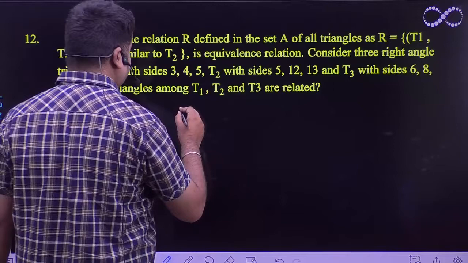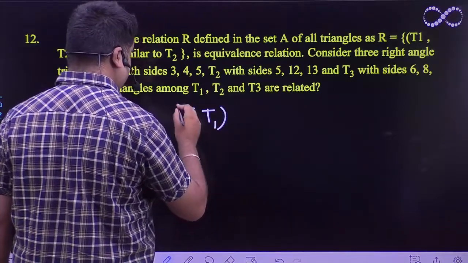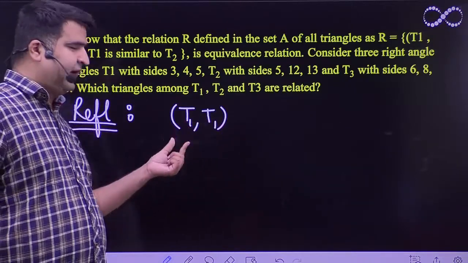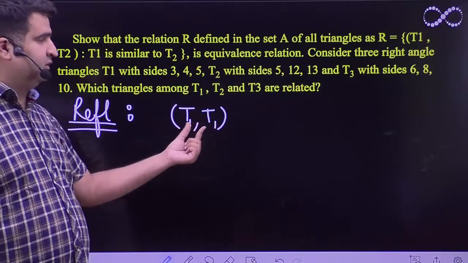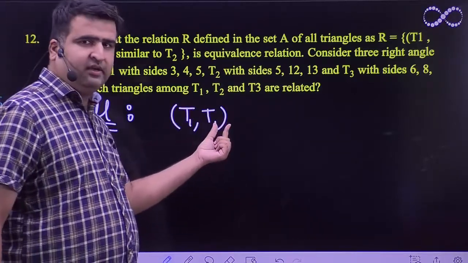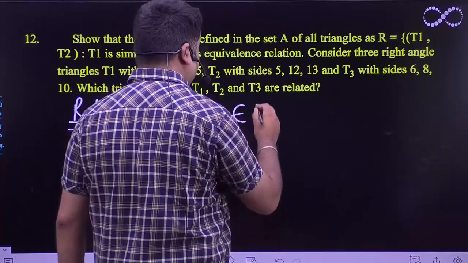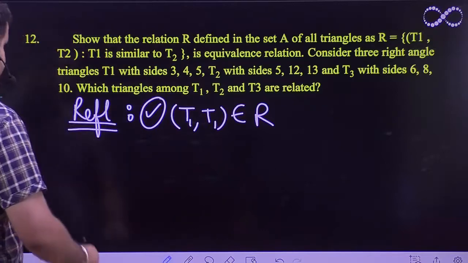Now T1 and T1, these two will be similar, right? Actually they will be congruent. Now congruent triangles are also similar. If we take the same triangle both times, then this will belong to the relation. So therefore this is a reflexive relation.